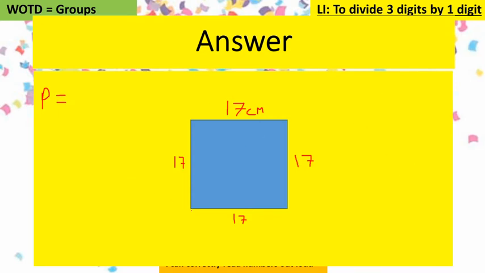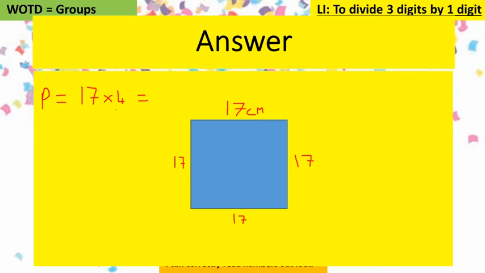So perimeter is the total length around the outside. Imagine I'm walking, I have to walk 17 centimeters there, 17 centimeters there, 17 centimeters there, and 17 centimeters there. So that's 4 lots of 17 that I'm going to have to walk. So we have 17 times 4 to work out the perimeter, or 17 plus 17 plus 17 plus 17.